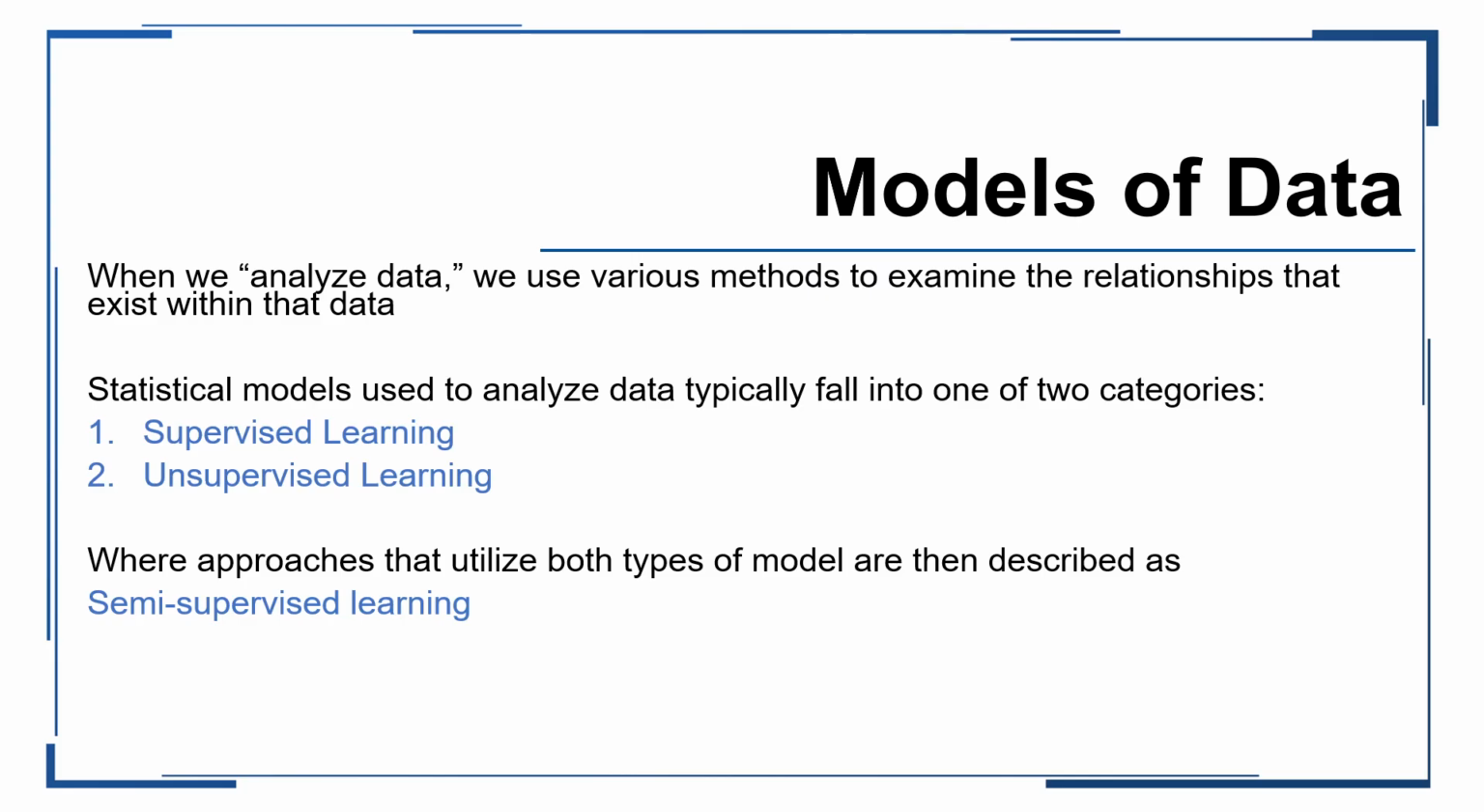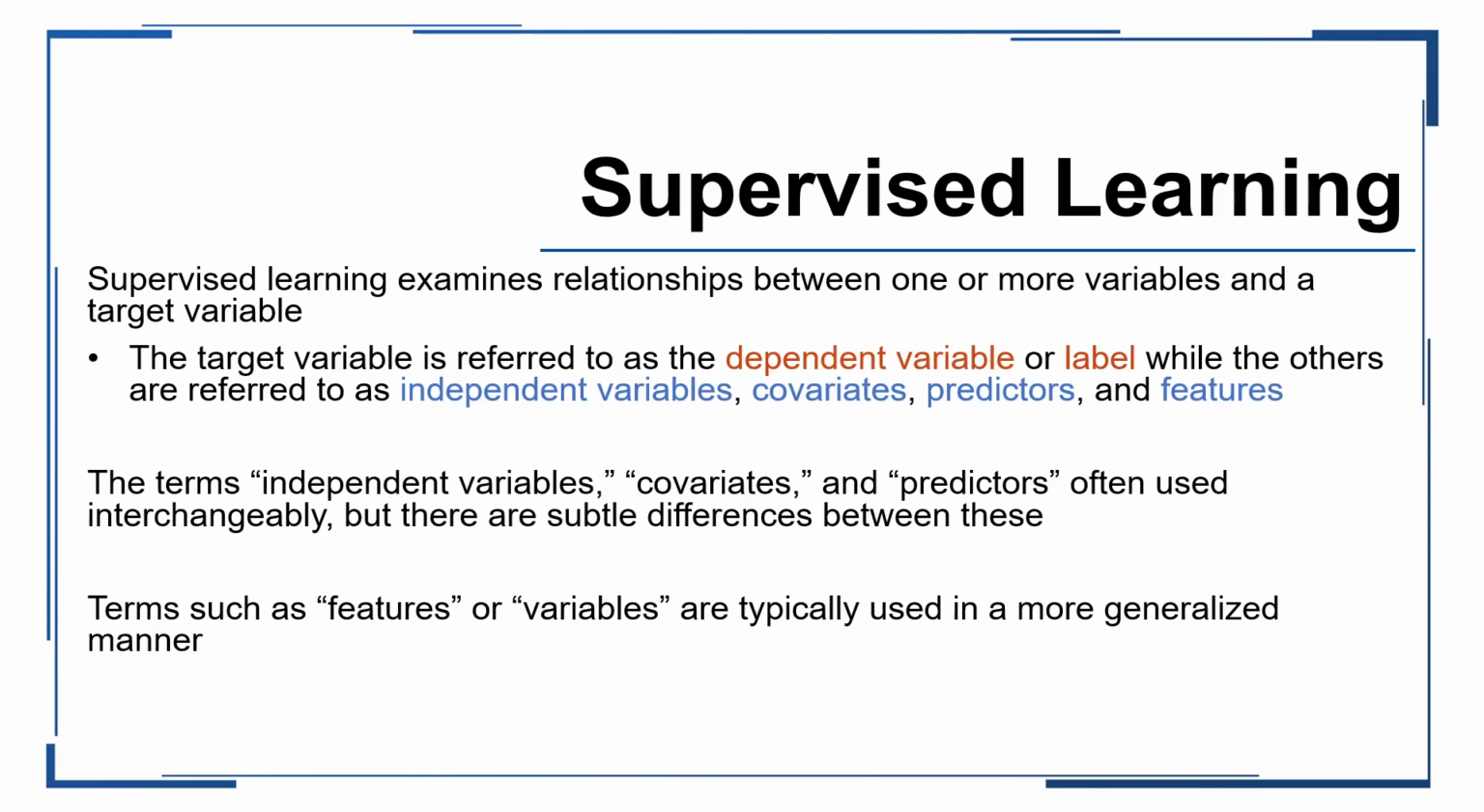When we talk about using models to analyze our data, the general goal is to identify and potentially examine the patterns and relationships that emerge within that data. These models typically fall into one of two categories: supervised learning and unsupervised learning models, although it is not uncommon to combine these two modeling approaches within a semi-supervised methodology. In this module, we will largely focus on supervised learning from a prediction modeling perspective.